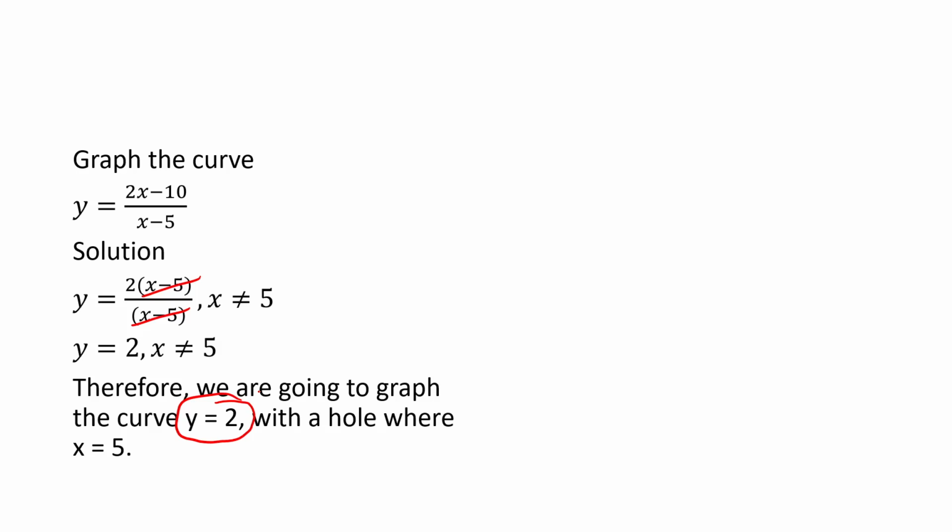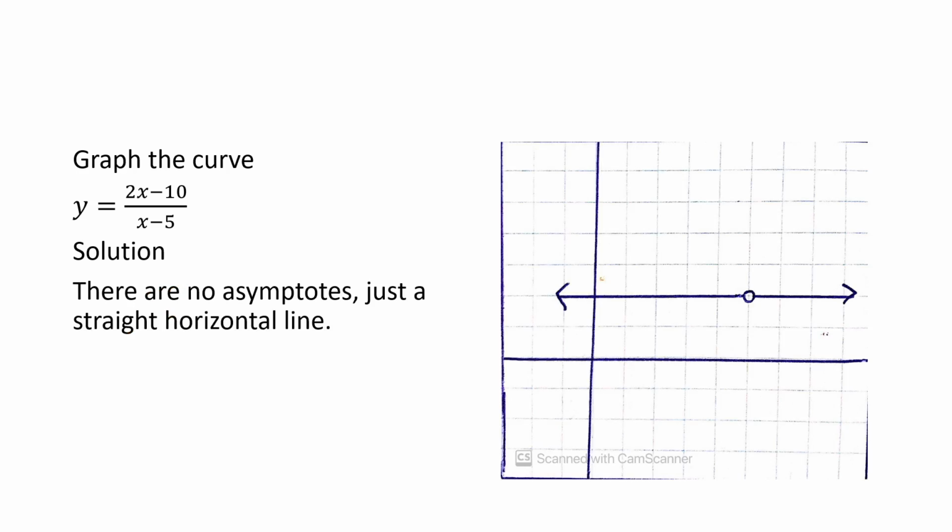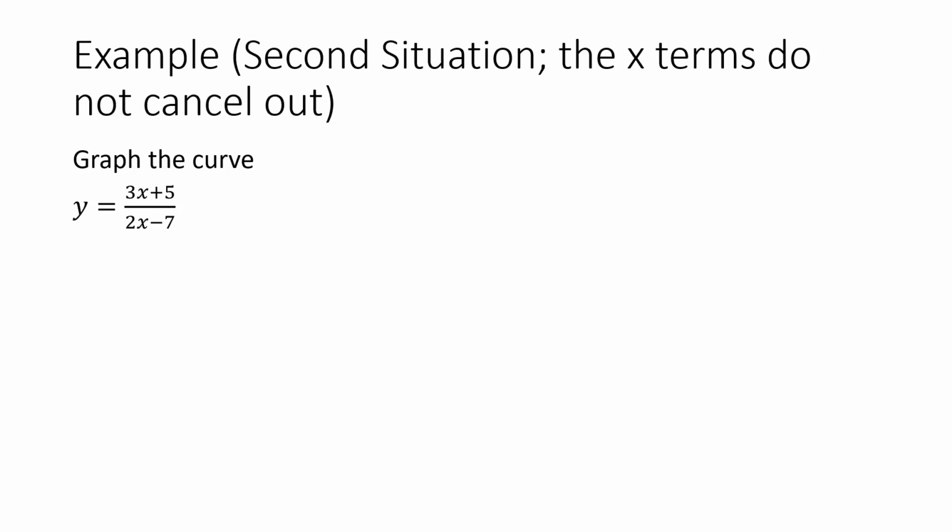And we're going to put a hole where x equals 5. Fairly straightforward. There are no asymptotes. It's just a straight horizontal line. And, of course, we've got that hole right there. Now, in the second situation, the x terms don't cancel out. Suppose we want to graph the curve y equals 3x plus 5 over 2x minus 7.